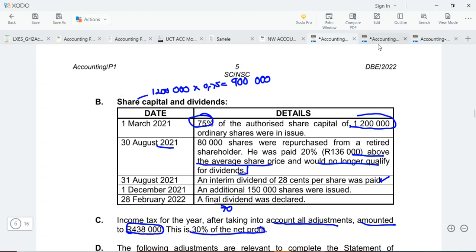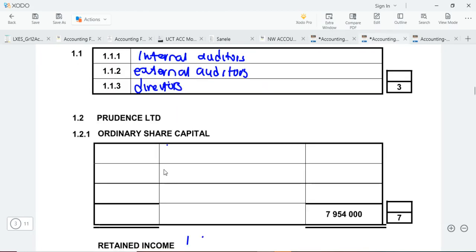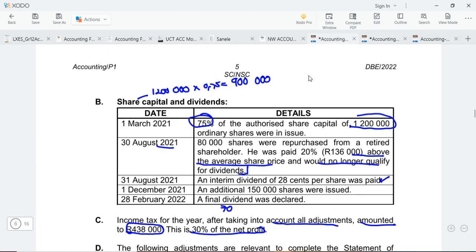So meaning that at the beginning of the year 900,000 shares were issued. So here we're going to have 900,000, and then you're going to get a mark for just writing this 900,000, and then here we can say issued at, but remember we don't have that now, so we will leave this part for now. Okay, so let's go back to our information now.